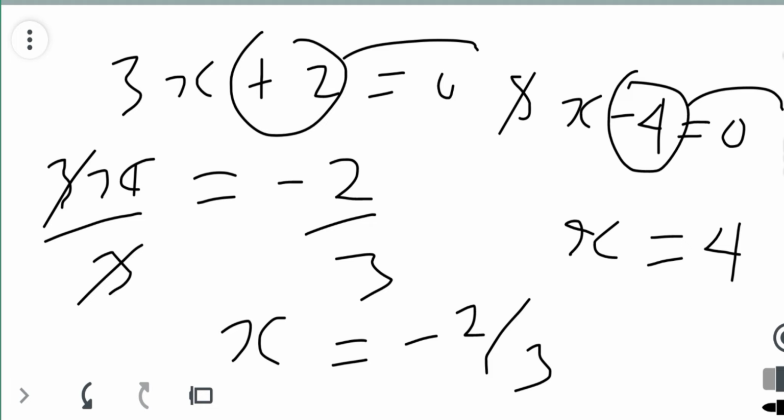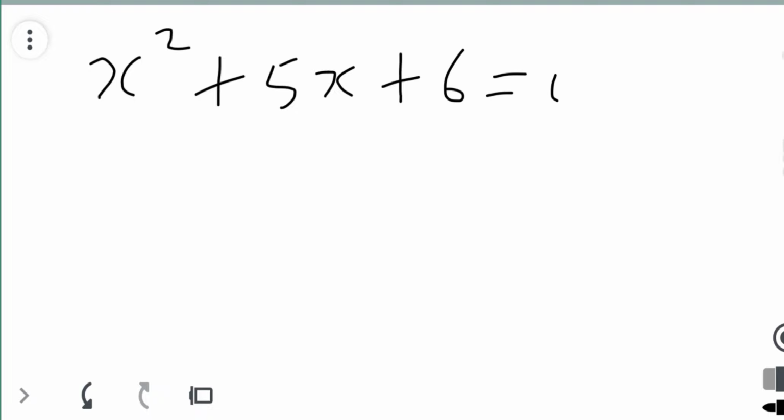Don't forget that we are solving quadratic equation with factorization method. So we've been able to solve the first question. Now let's go and solve the next question quickly. For the second question, we'll be having x squared plus 5x plus 6 equals 0.